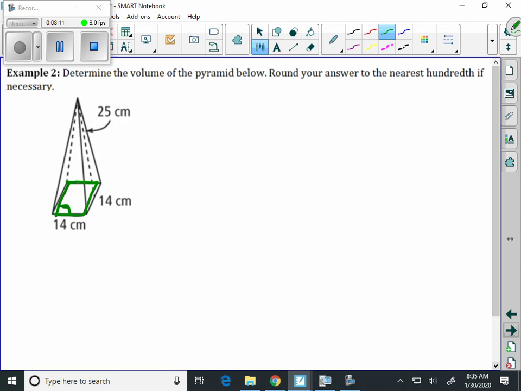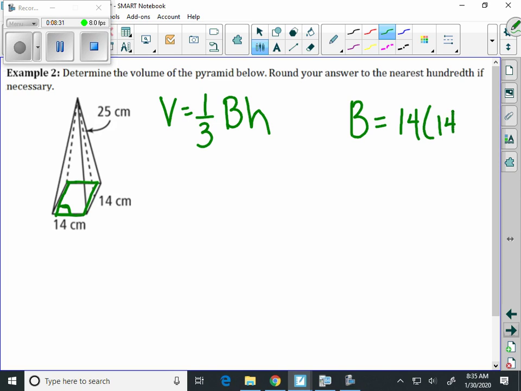But we have to find the area of the base. A square is a parallelogram. Eventually, we're going to be using the formula 1/3 times the area of the base times the height. And the area of the base is going to be calculated with our parallelogram formula, which is base times height. So it's 14 times 14. You can type that into Desmos or your calculator, but 14 times 14 is 196.